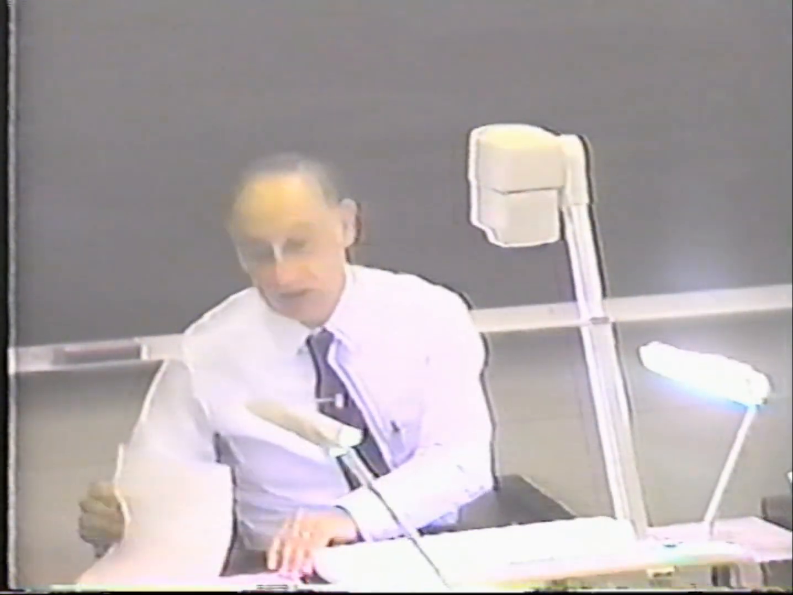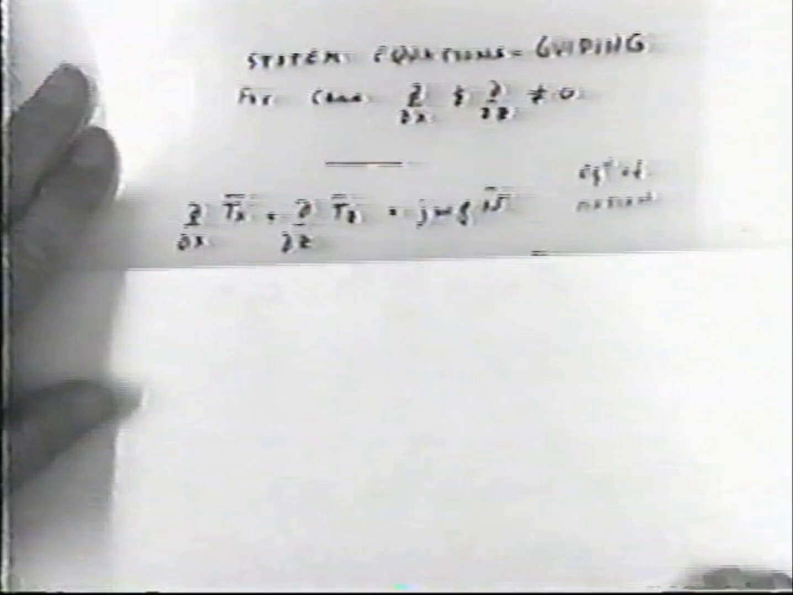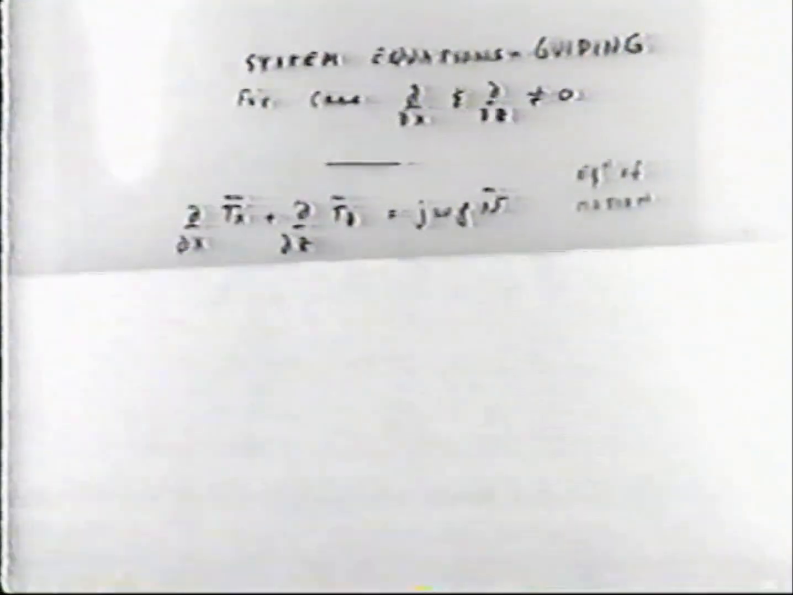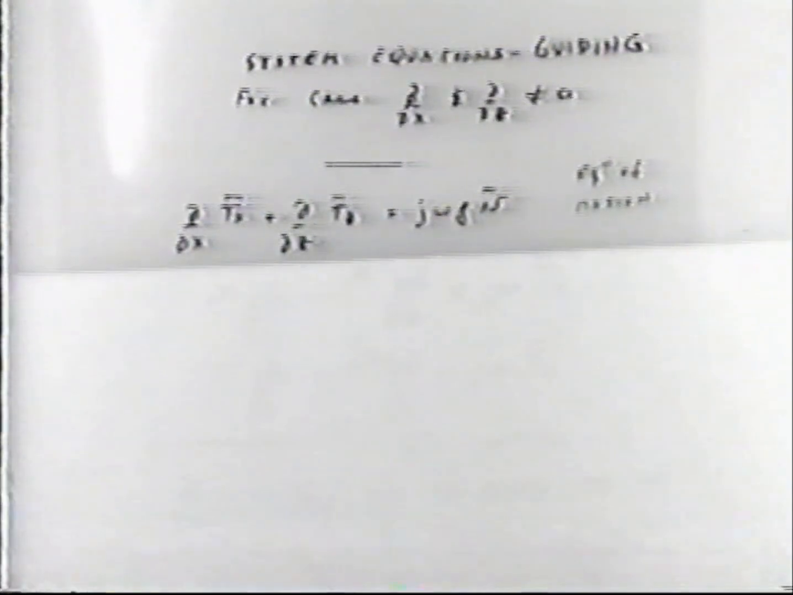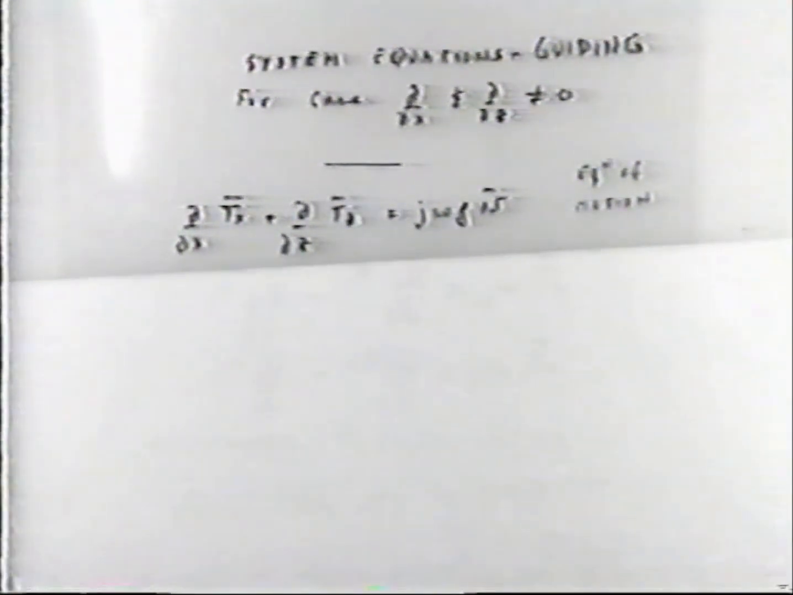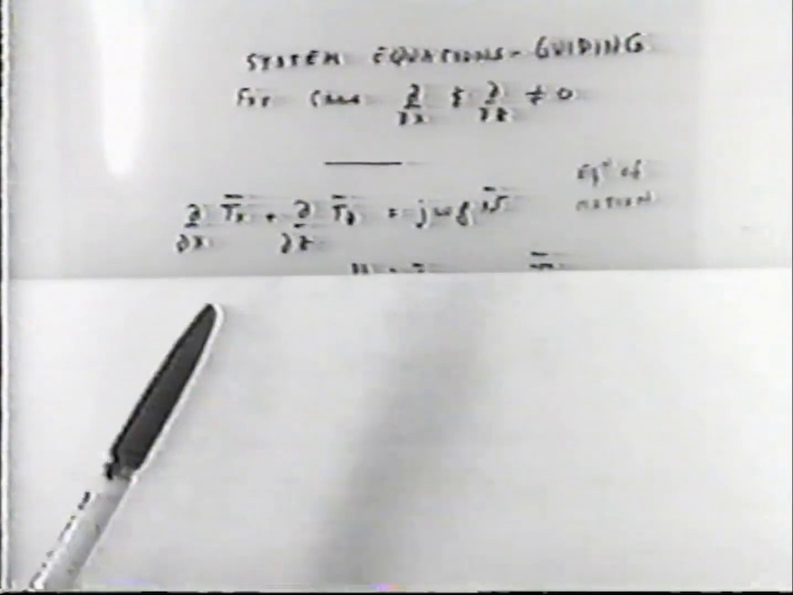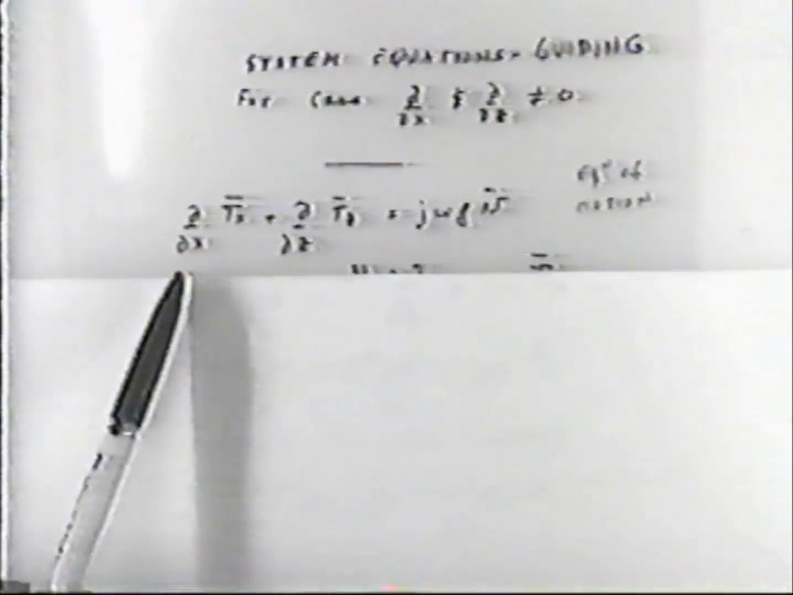Okay, so let's take a look then, with the constraint now that we do have guiding. I repeat then that we have d/dx and d/dz not zero now. And so when we look at the translational equation of motion, which we looked at last Monday, in addition to a d/dz term, we have a d/dx term.